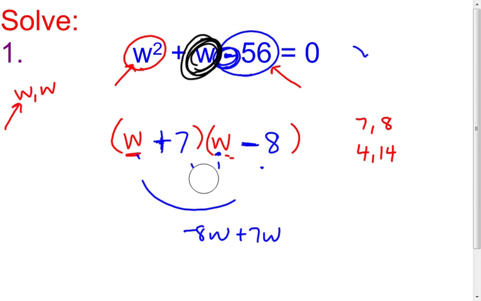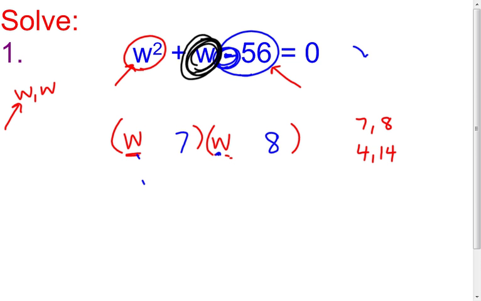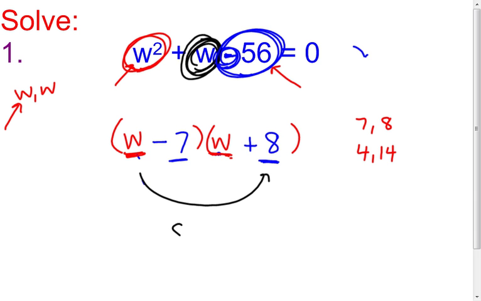So what I am going to do is I could either switch the 7 and the 8 around, or I could switch the positive and the negative around, which I'm going to do. So now I'm going to make this one negative and this one positive. And it is still true that W times W gives me W squared. It is still true that negative 7 times positive 8 gives me negative 56. And now when I check my outsides and my insides, outsides, W times 8 is 8W. Insides, negative 7 times W is negative 7W. And when I combine that, I get my 1W, which I need in the middle. Okay? So that's how you would factor this one.